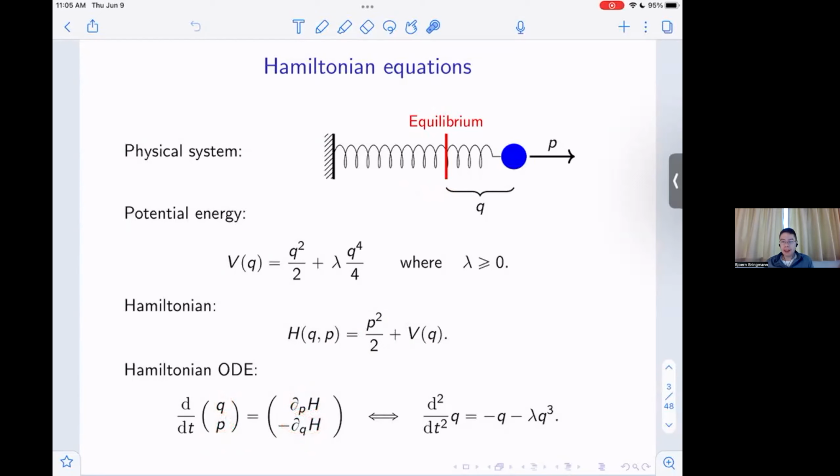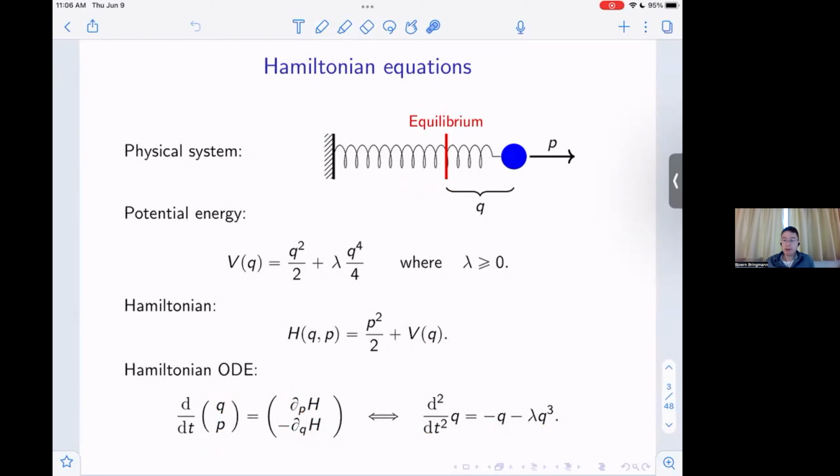Now, if you're more a fan of Newtonian mechanics, you would maybe prefer a second order viewpoint. You can also write this as a second order equation for Q. On the left-hand side, you would have the second derivative, which is the acceleration, and on the right-hand side, you would have the force, which is minus Q minus lambda times Q to the 3.